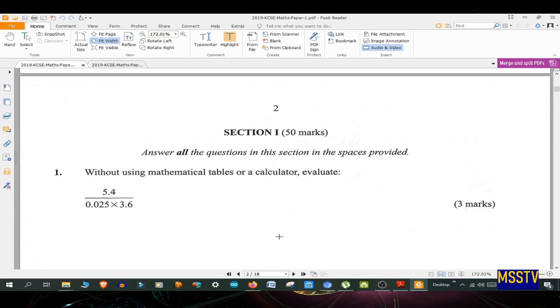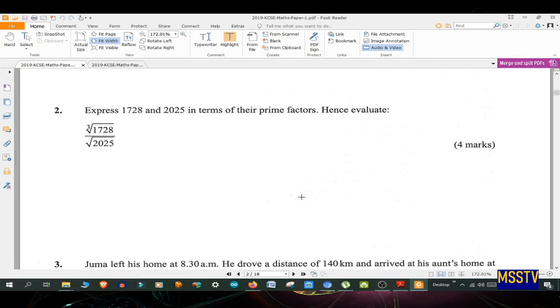Now, like you can see, the first question is a question on decimals, where you're supposed to evaluate without using tables or a calculator, and it gives you a comfortable 3 marks, right? Question number 2 is a question on prime factors, factorization. So this again is a Form 1 topic. You're supposed to factorize into prime factors, and then you get the cube root and the square root of the numerator and the denominator respectively. You can see the marks distribution there. We are talking about 4 marks.